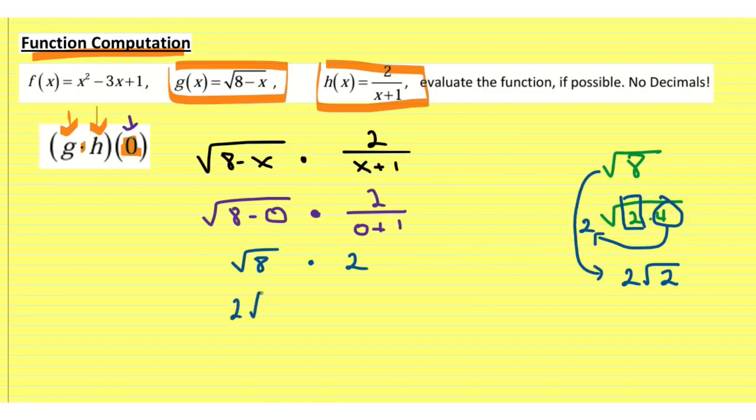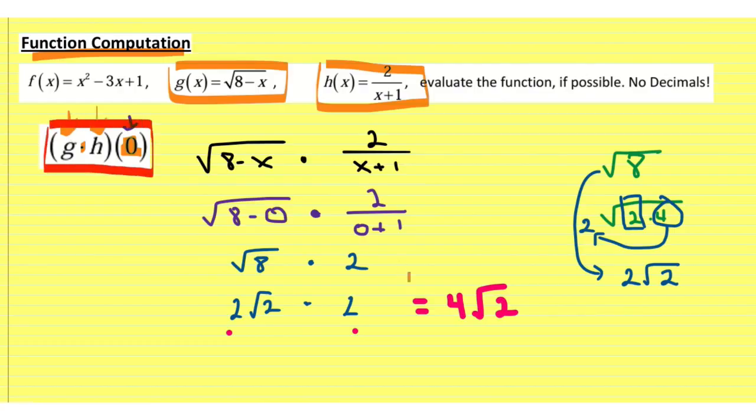Okay, so 2 radical 2 times 2. So my final answer is going to be equal to 2 times 2. 2 times 2 is going to be 4, and then radical 2. So that is as simple as I can go. So when I multiply g times h evaluated for 0, it gives me a final value of 4 radical 2.